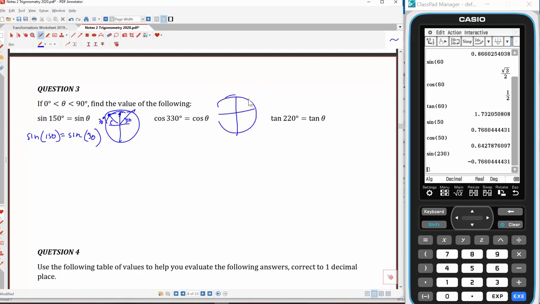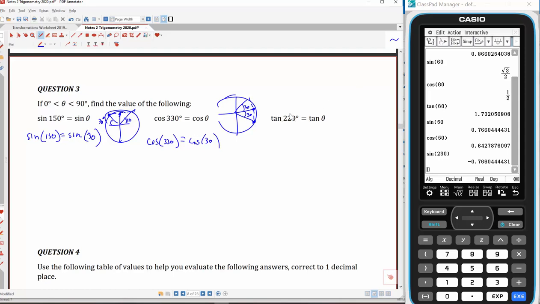Okay, cosine of 330. So going all the way down to here, here's 330 degrees, which is 30 from 360. We want the cosine, so that's the x value there. That would be the same as going 30 degrees up and getting this value here. So cosine 330 is exactly the same as the cosine of 30. By symmetry, it will produce exactly the same result.